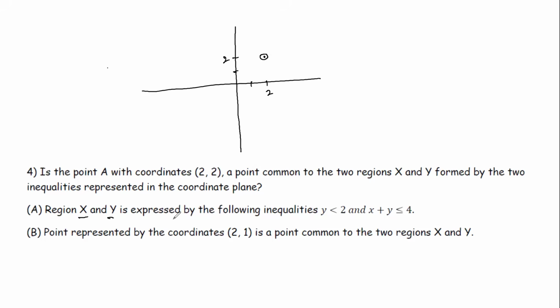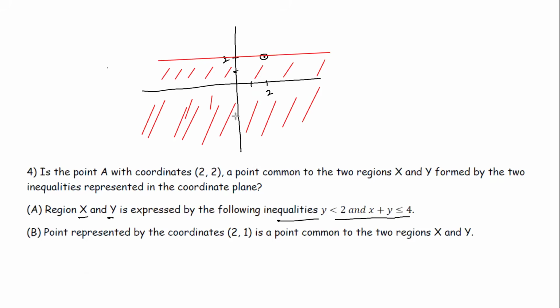Region X and Y is expressed by the following inequalities. Right now I showed you y equal to 1. So there is a y equal to 2. This y equal to 2 is a horizontal line, and it is lesser than 2. So we can say everything below y equal to 2.